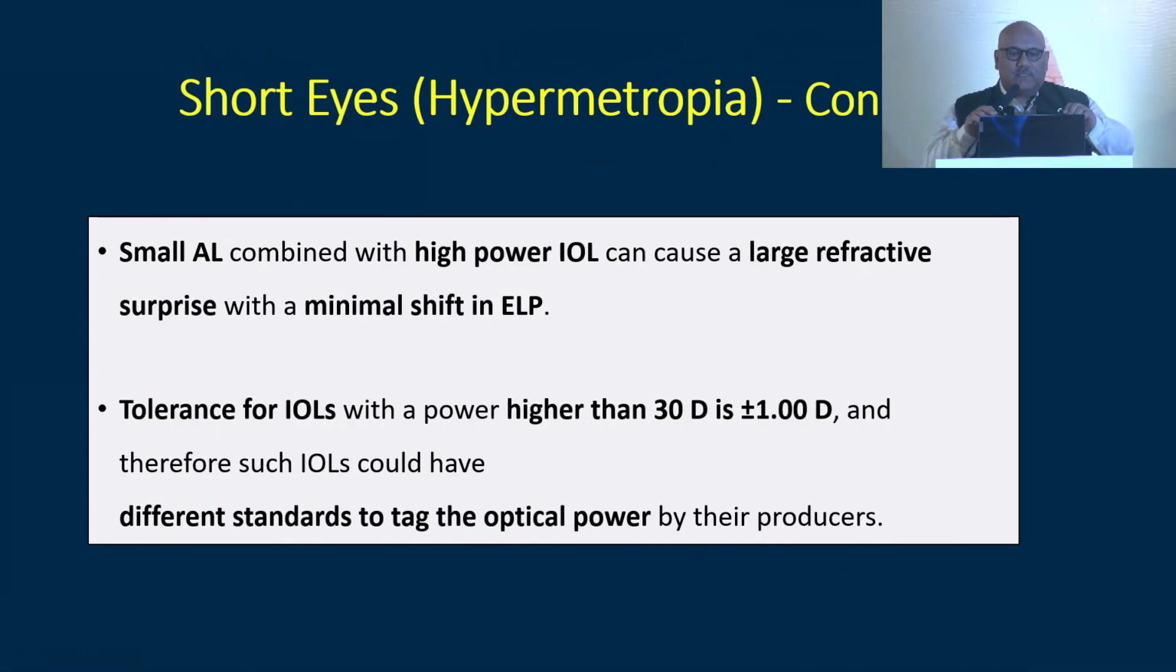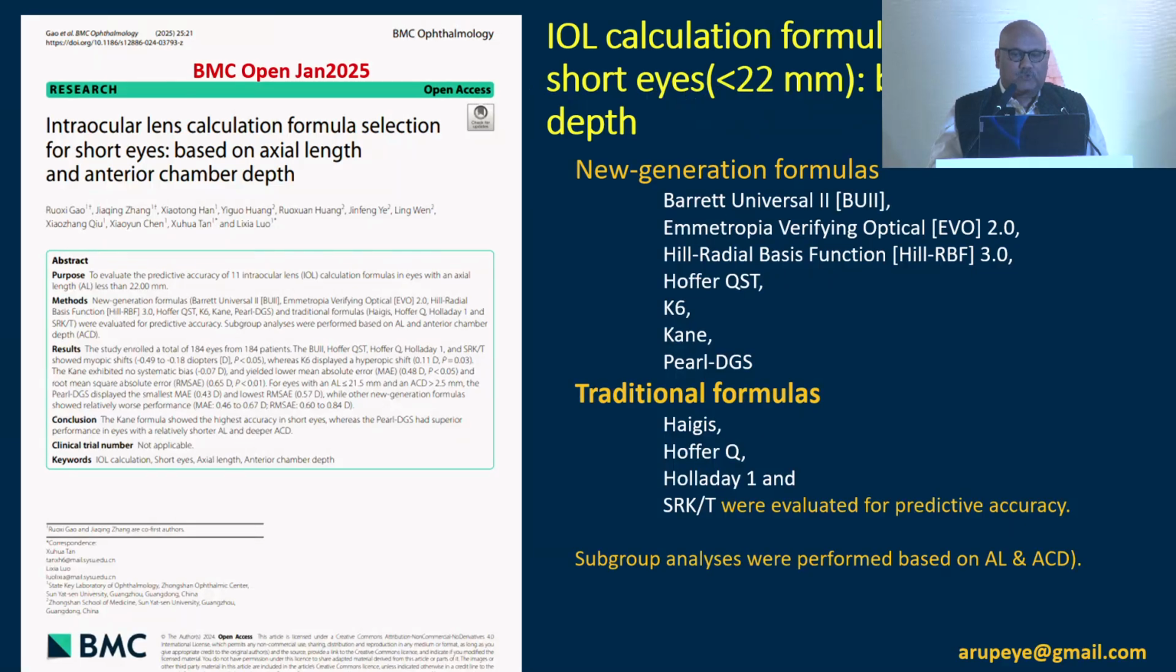Now in the short eyes, the constants are a little different. In the short eyes, hypermetropic eyes, less than 22 millimeters, the small axial length combined with high power can cause a large refractive surprise with a minimal shift in the effective lens position. And as I mentioned earlier in my previous talk, the tolerance for IOLs with higher power is higher. 30 diopter, for example, it could be 29 diopter or 31 diopter. So that can also give rise to refractive surprises in the postoperative period.